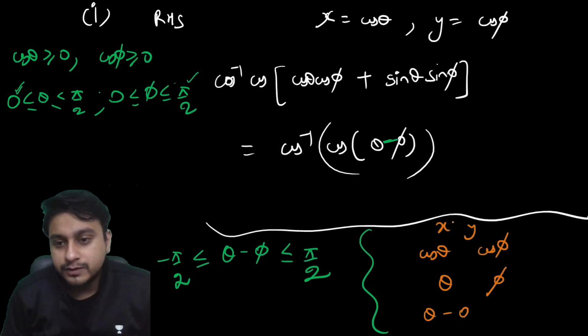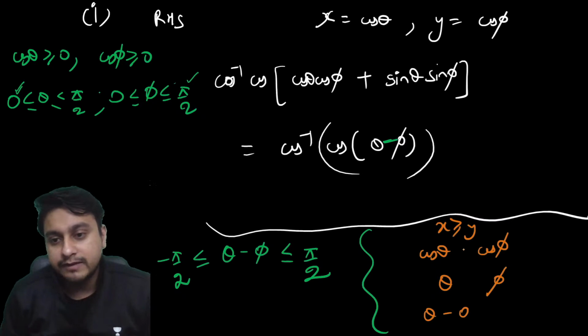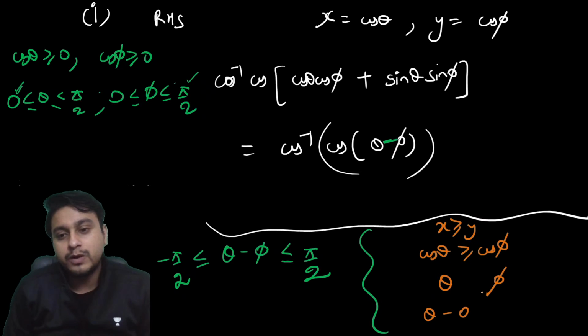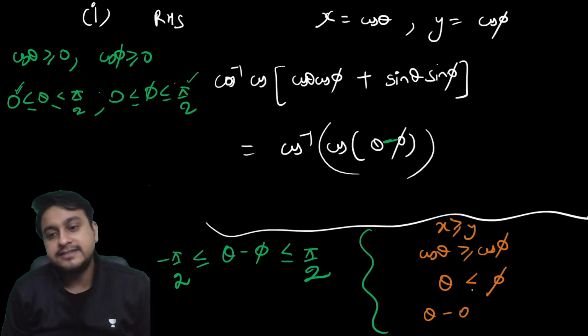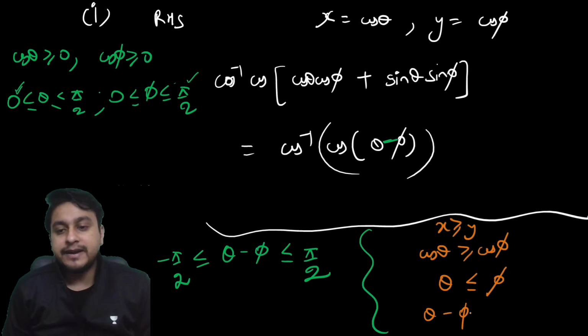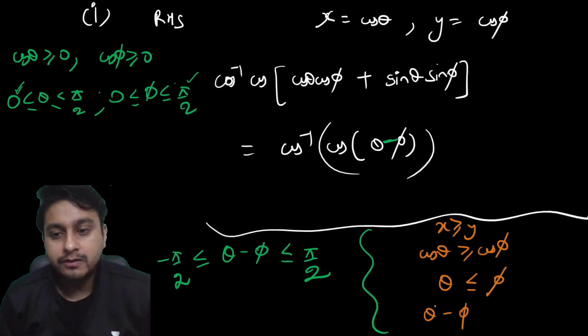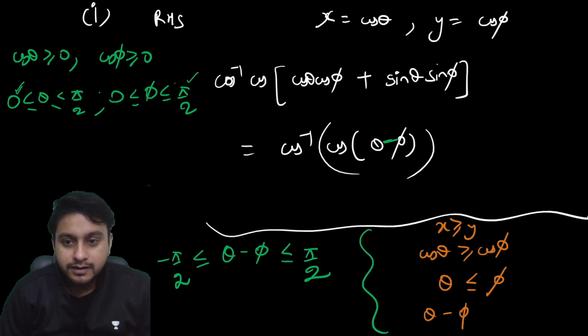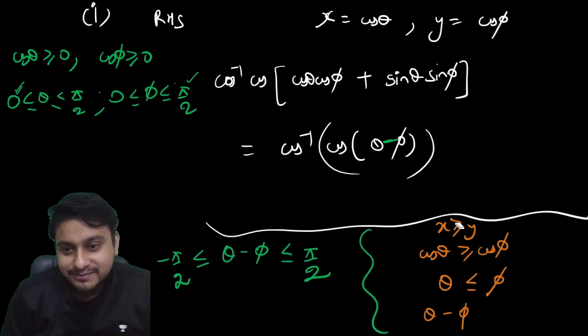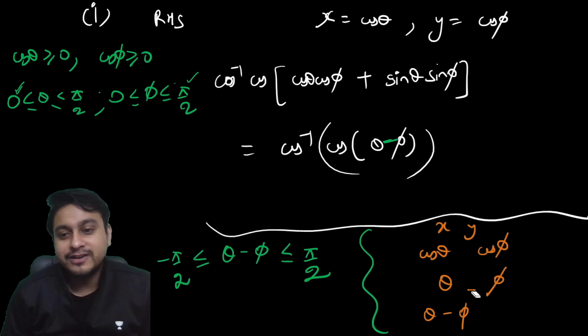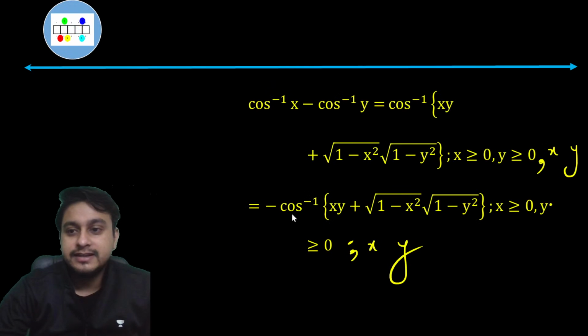If x would be greater than or equal to y, we will get cos theta greater than or equal to cos phi, we'll get theta is less than or equal to phi. That means theta minus phi will be. Okay, one second. Sorry. I didn't change the sign actually. Let me check. I was correct only. Before only it was correct. Yes, that is correct only.